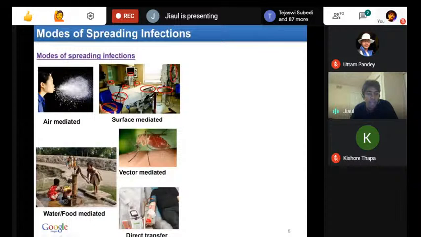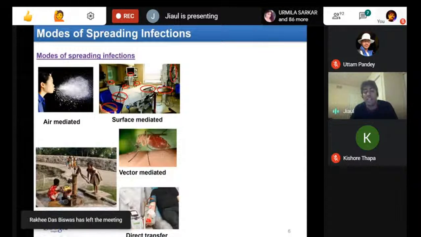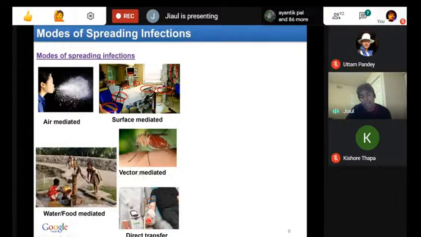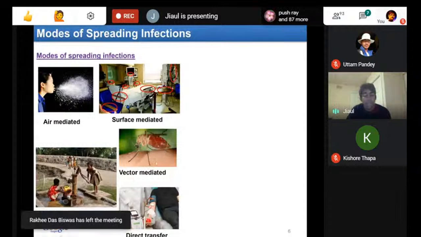And then the other ways, like if there is contaminated water or contaminated food, that can also lead to a transfer of infection from one person to the other via this water or food. Then there could be a vector mediated route. I think we are all familiar with the vector, the mosquito, which causes dengue or even malaria. It basically carries from one person and delivers to another person. So that's how they act as a mediator or as a way of transferring infection.